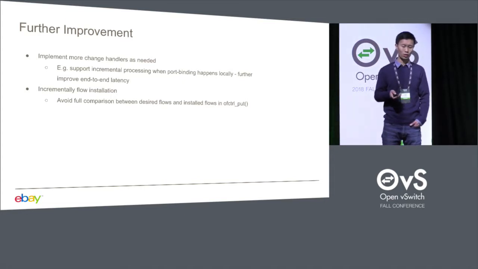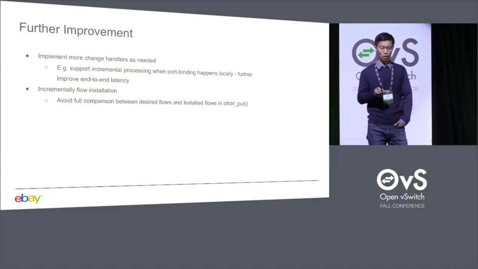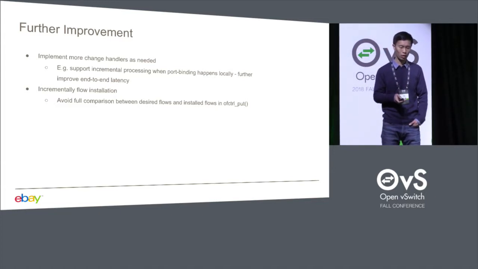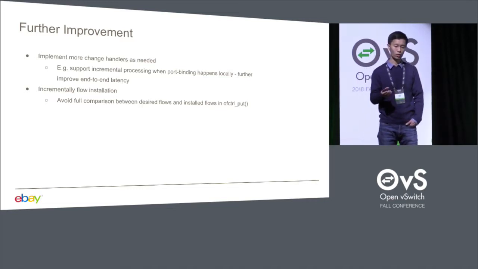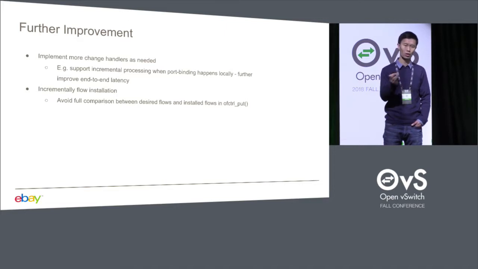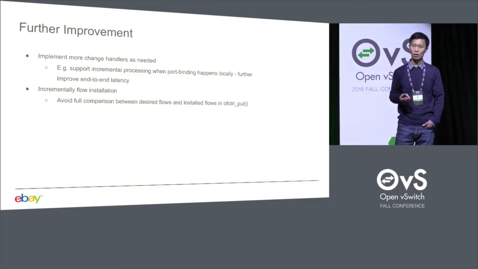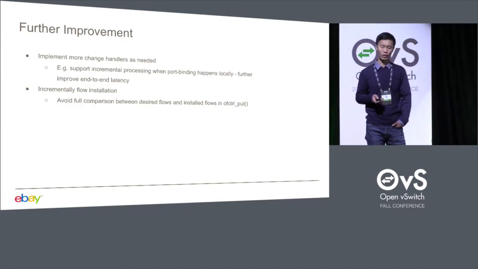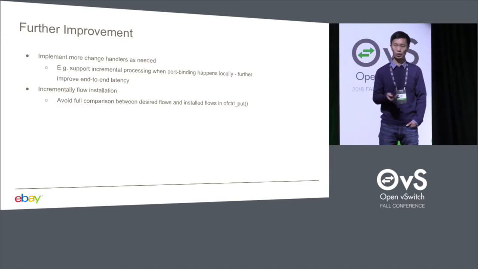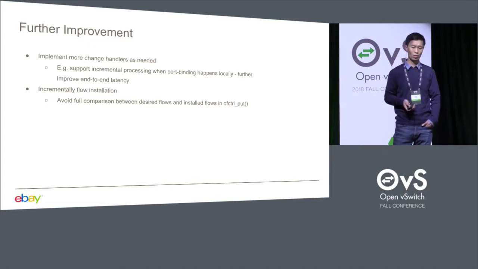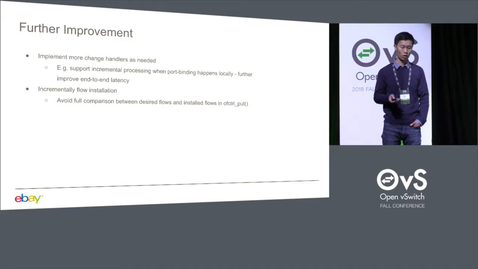Another thing is incremental flow installation. With incremental processing implemented, the current bottleneck in OVN controller becomes the ofctl put function, which does a full scan between the desired flows and installed flows, figures out the difference, and then sends it to OVS to enforce the change. That is actually not necessary. So I think it's kind of low-hanging fruit to further improve, so that when you get to a bigger scale, you can still run with relatively low CPU cost.